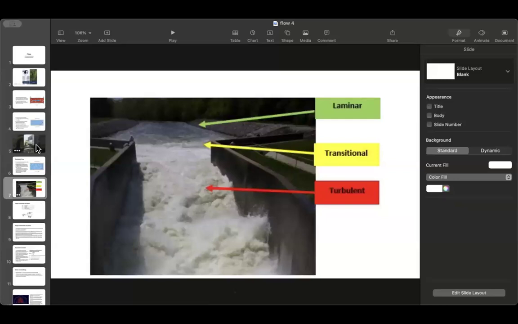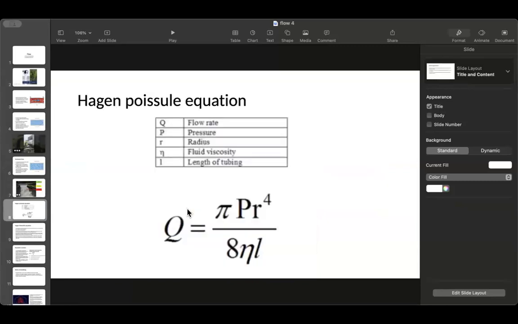Another picture describes laminar and turbulent flow. You can see how the flow here is smooth, everything going smoothly. And then once there is a narrowing because of this particular dam, the flow becomes turbulent.